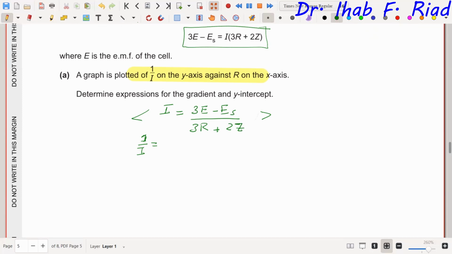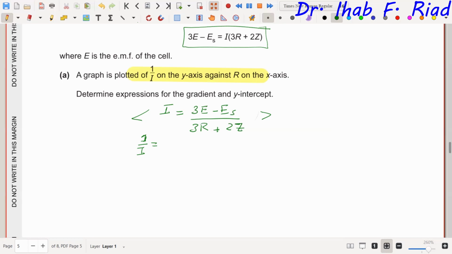What are we going to do to this side? I want to find the gradient. No, we are not yet there. You invert it. We said this is 1 over I, right? So you invert it, and we need to do the same here.